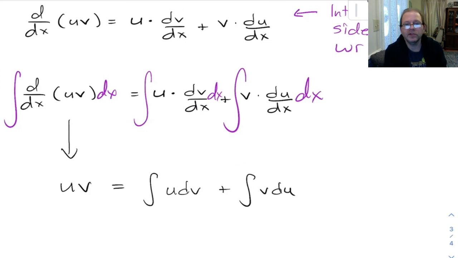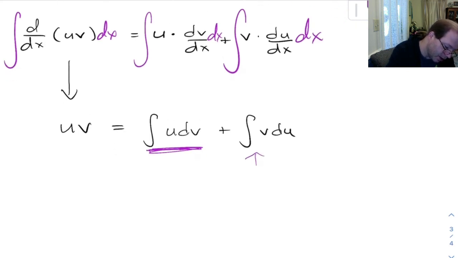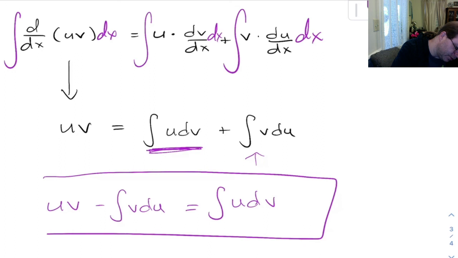All right, so that's almost the formula that we have. Instead of leaving it like this, let's solve it out. Let's solve for the integral of u dv. We'll just subtract this off of both sides, and you'll get the integral of u dv is equal to uv minus the integral of v du. And that's the formula we use for integration by parts.